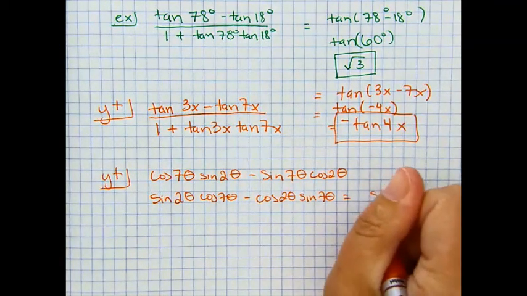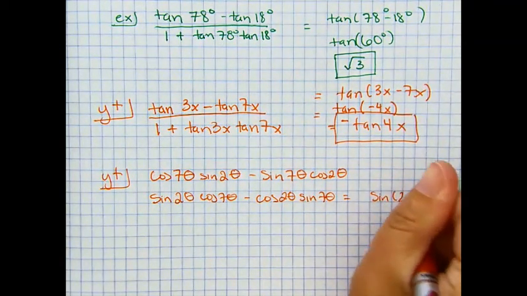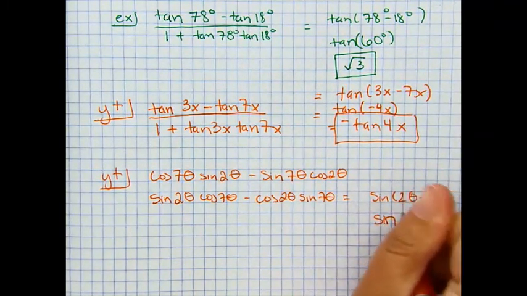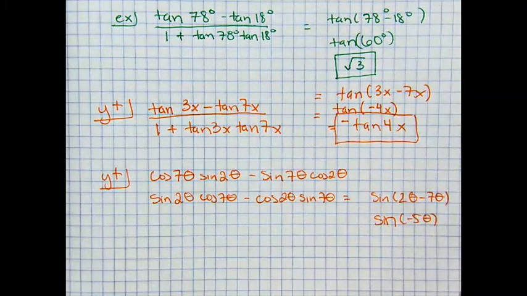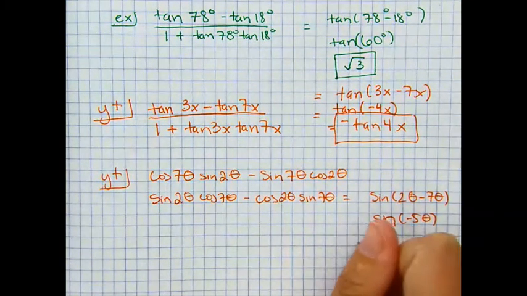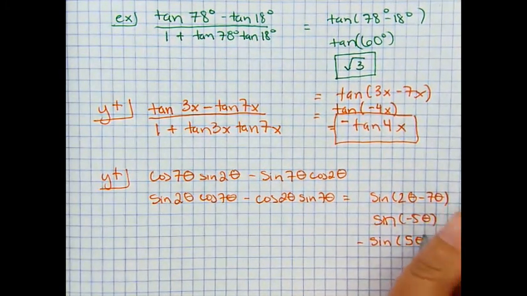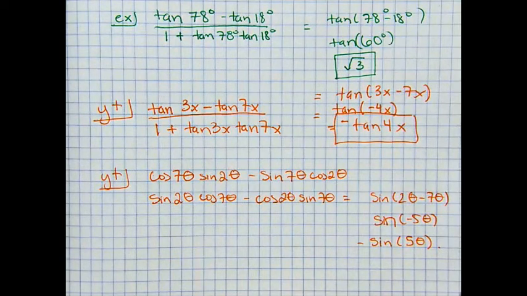This is the same as sine of 2 theta minus 7 theta, which is the same as sine of negative 5 theta. Sine odd or even? Sine is odd, just like tangent, so the final answer will be negative sine of 5 theta. That is what we are doing today.